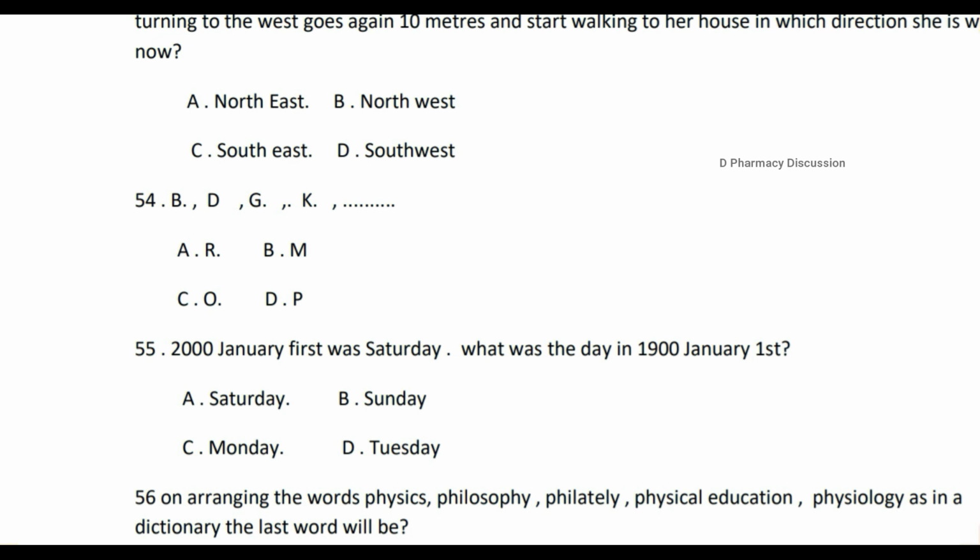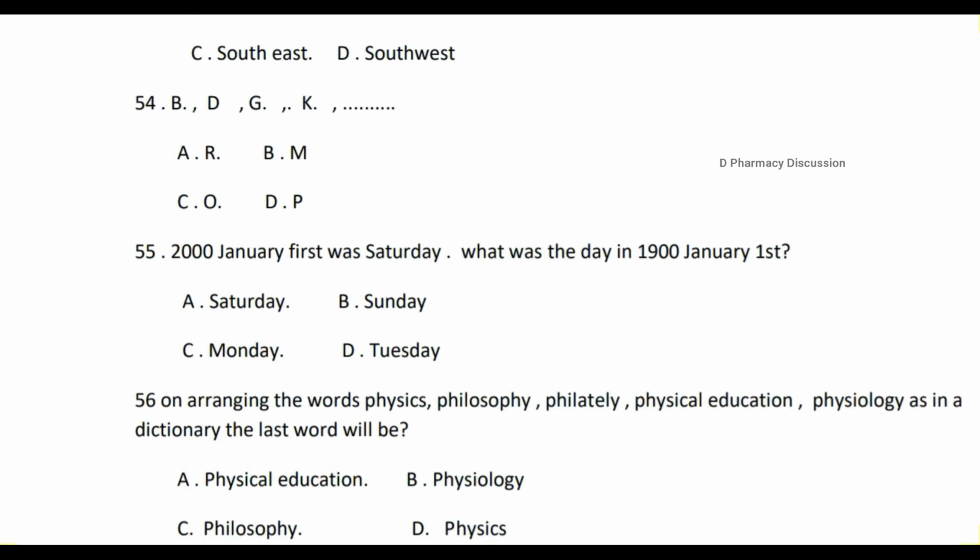Then question number 54. B, D, G, K. Then find out the next letter in the series. And the options are A, R, B, M, C, O, and D, P. Correct answer is option D, P.